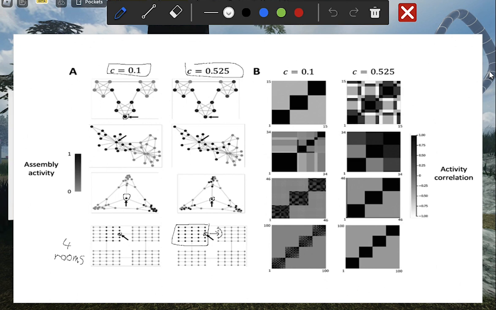And then we can also do a correlation matrix between the activities of all these different neurons, and order those so that we can visually inspect whether or not these are clustering together in any way. So you see, for example, on the right side in panel B, that we have two columns again for different values of C, and these are basically the vertices ordered in some particular order.